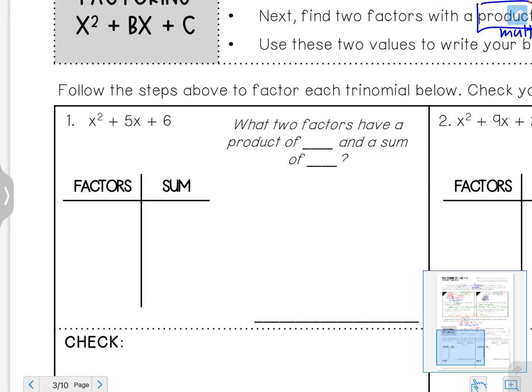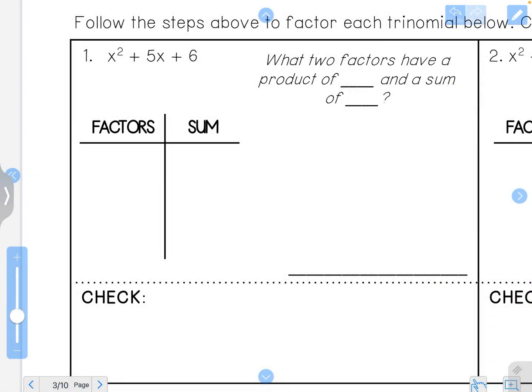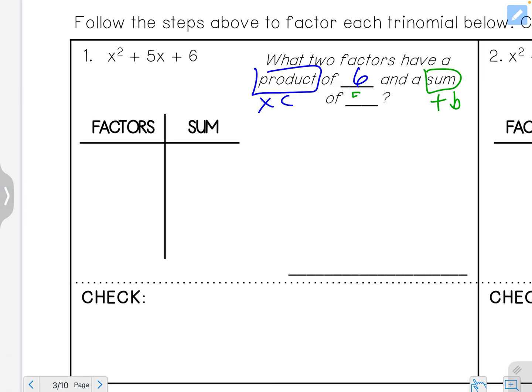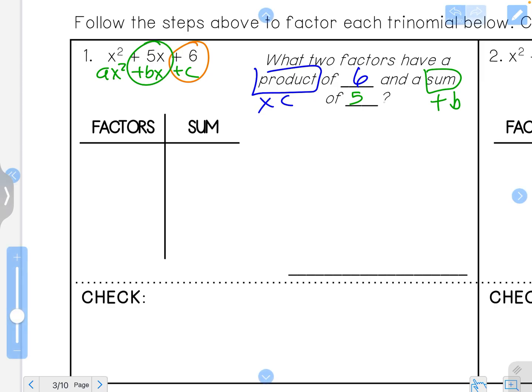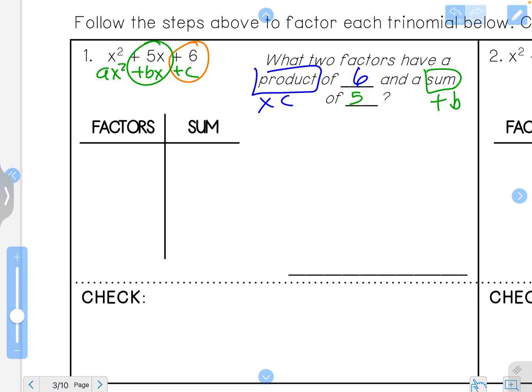So let's look through this real quick. So what is our C? So we need a product, which means multiply, of 6. And then we need a sum, which means add, which is our B, which is 5. Because this is our ax squared plus bx plus c. So our C is always going to be our last number, and our B is always going to be the second number. So we need to figure out what numbers we can multiply to get 6.